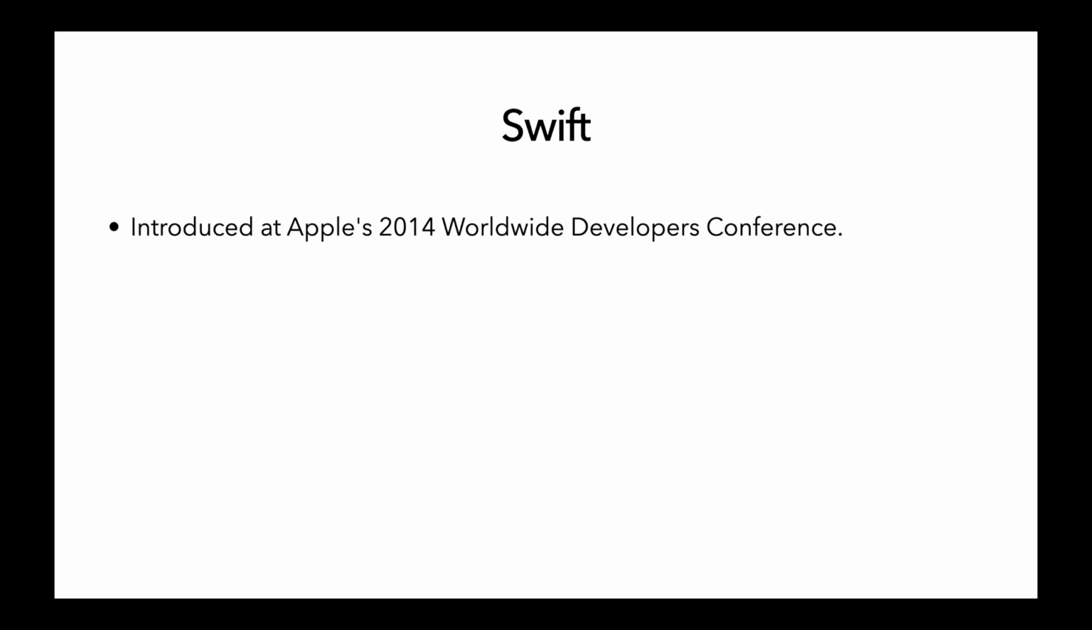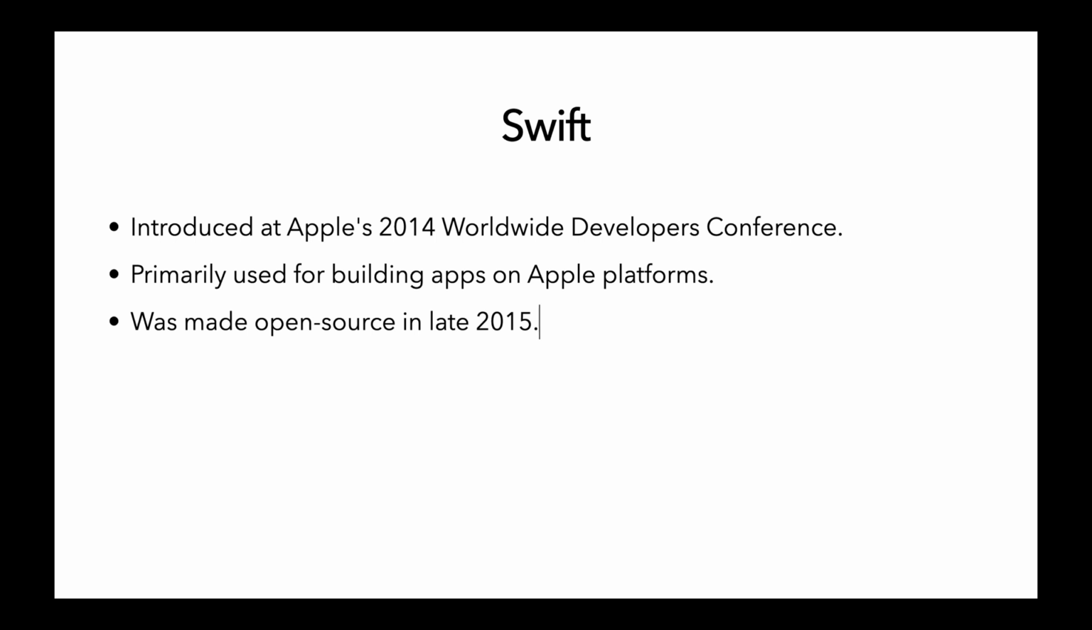Swift was developed by Apple and was first introduced at Apple's 2014 Worldwide Developers Conference. Swift is primarily used for building apps on Apple platforms. It's the native language to build apps for iPhone, iPad, Mac, Apple TV, and Apple Watch. Swift version 2.2 was made open source in December 2015.